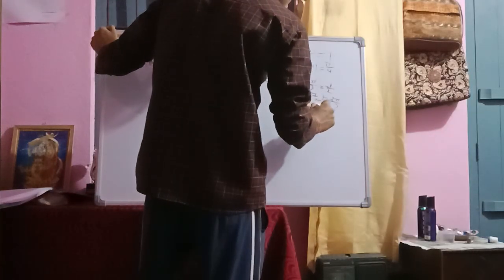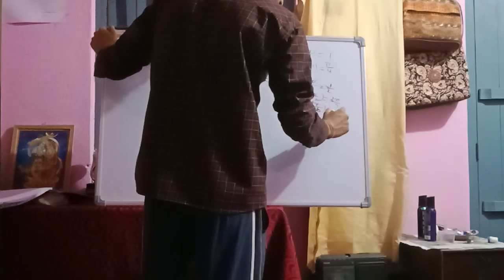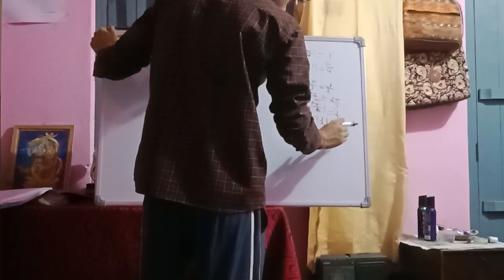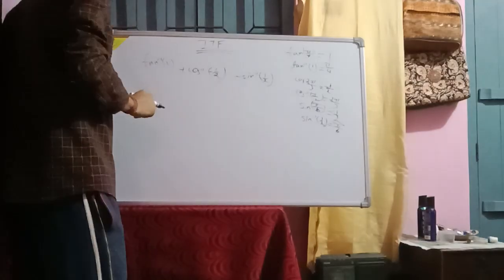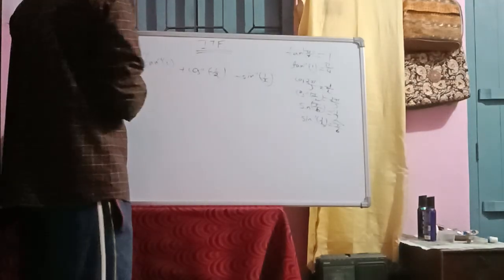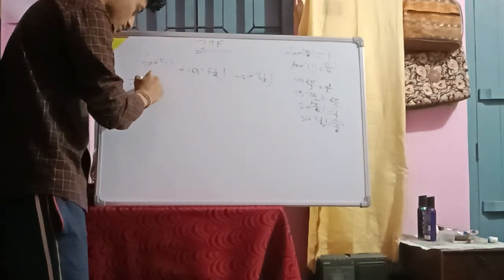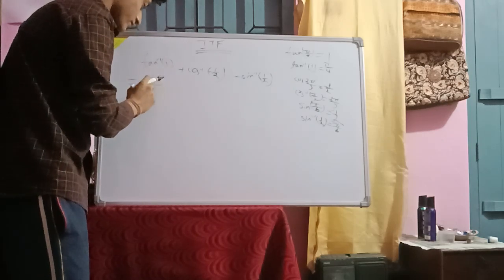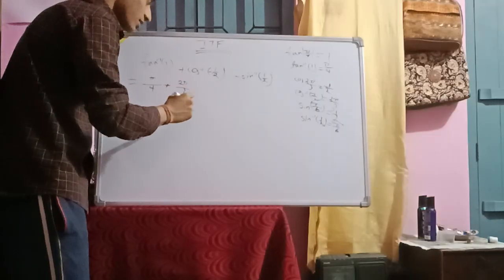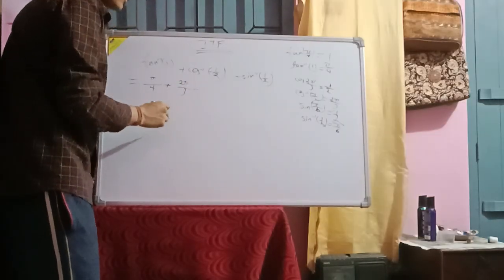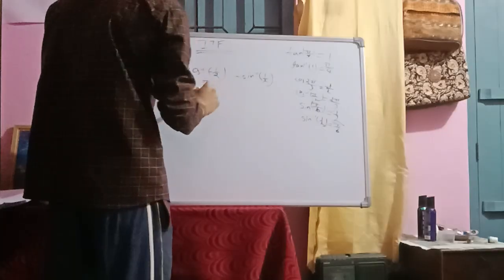Now, sine pi over 6 radians, that is 30 degrees, is half. That means sine inverse of half is pi over 6 radians or 30 degrees. Now, plugging in these values, tan inverse of 1 is pi over 4, cos inverse of minus half is 2 pi over 3, and minus sine inverse of half is minus pi over 6.